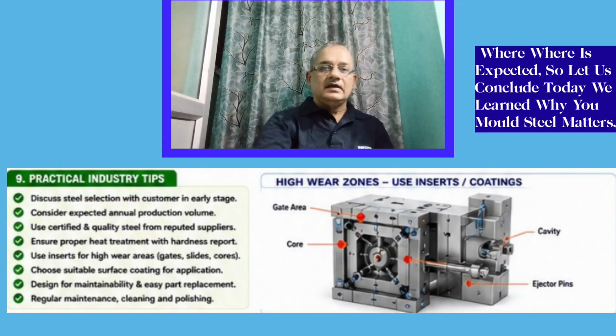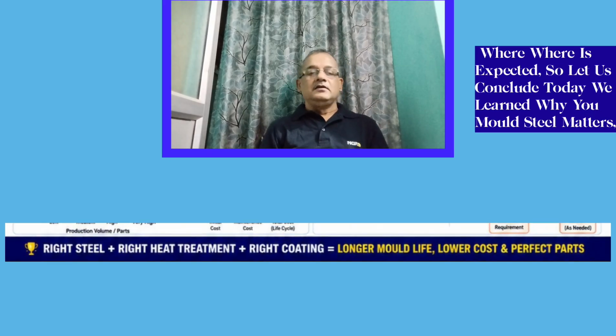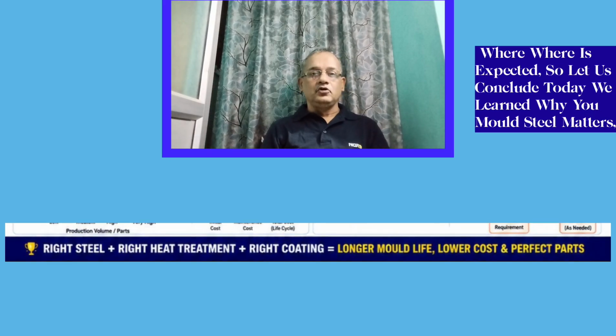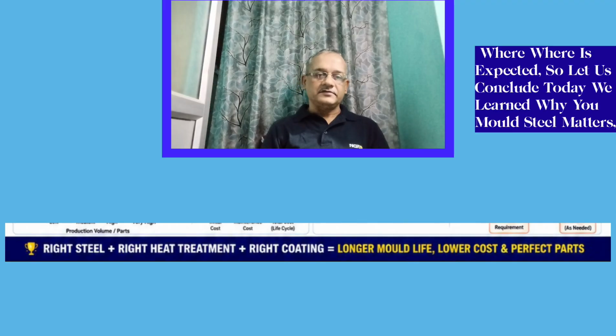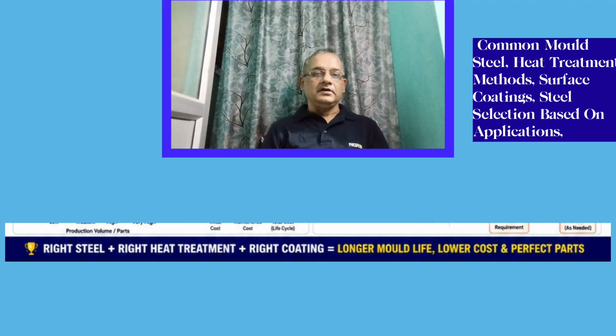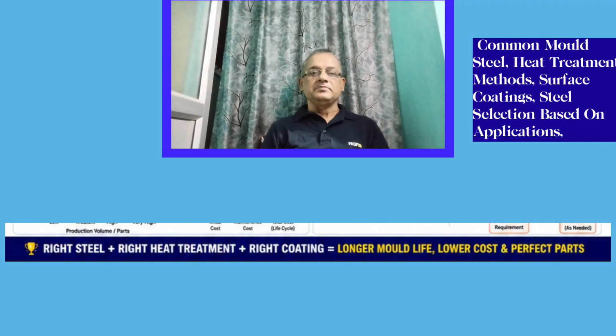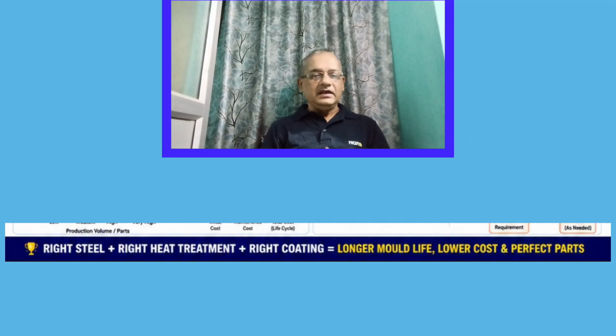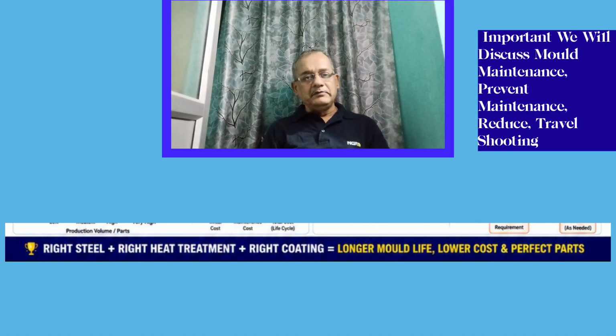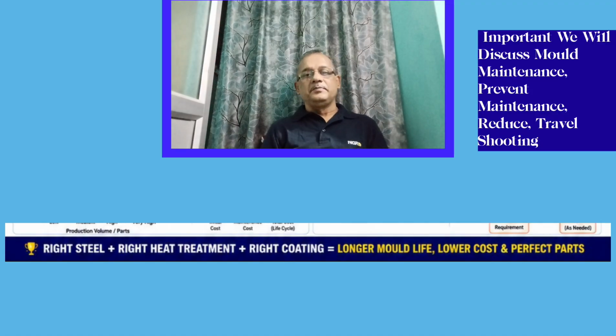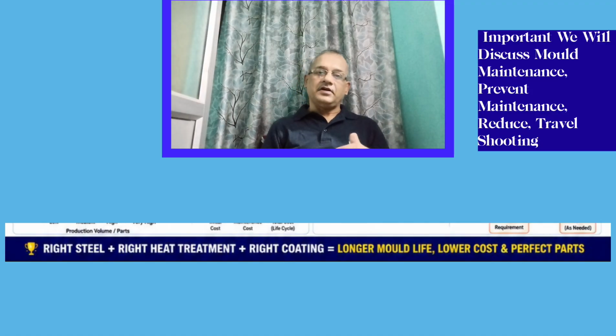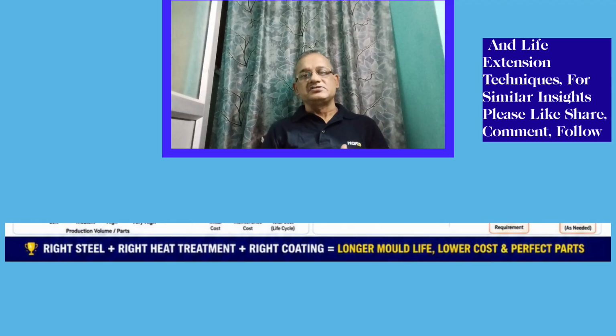So let us conclude. Today we learned why mold steel matters, common mold steels, heat treatment methods, surface coatings, steel selection based on applications. In part 10, we will discuss mold maintenance, preventive maintenance schedules, troubleshooting and life extension techniques.